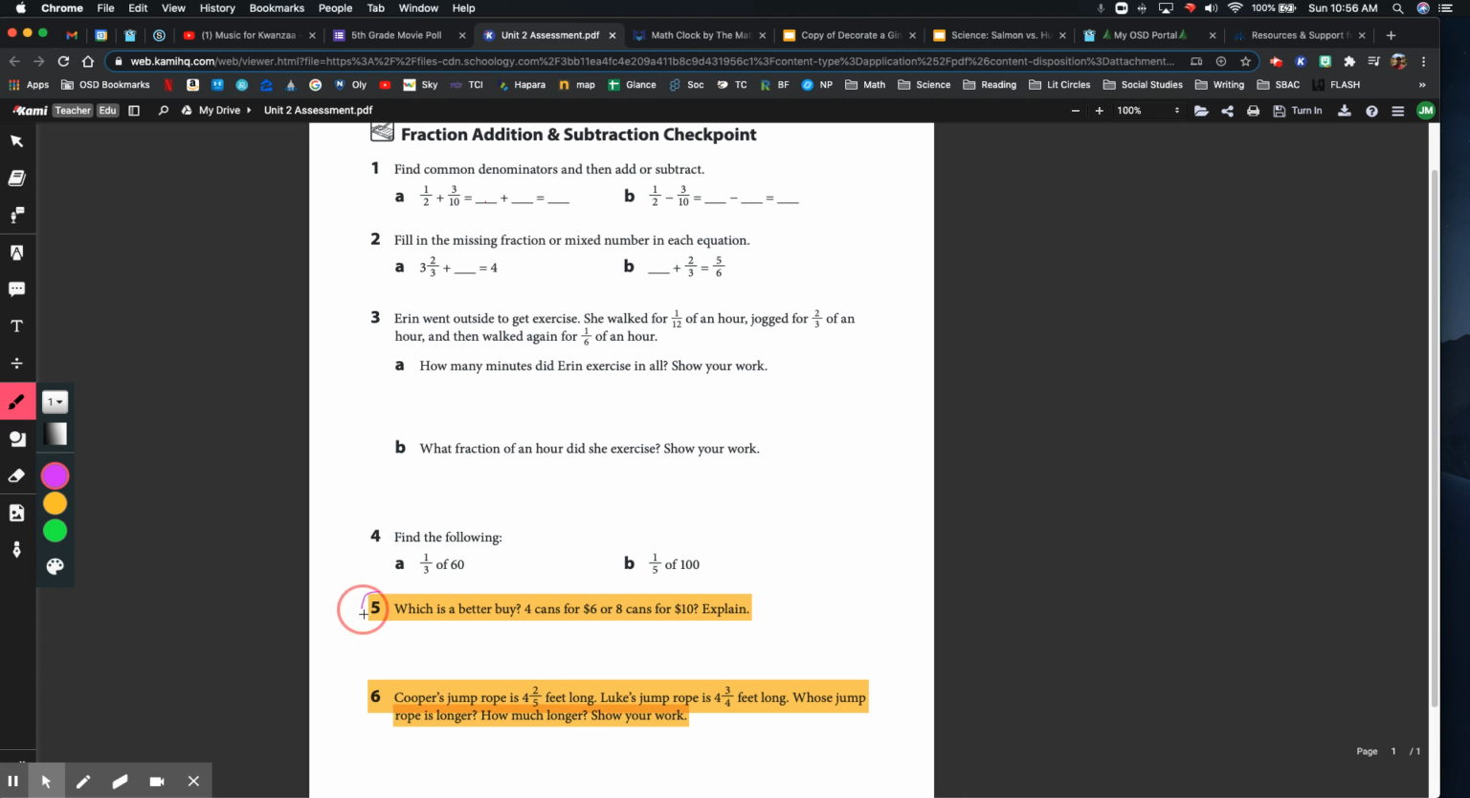And then number 5 and 6 are bonus. They're totally optional. You do not have to do these. If you want to show your prowess and your math skills, then please do number 5 and 6, but those are totally optional. So that's it for math today.